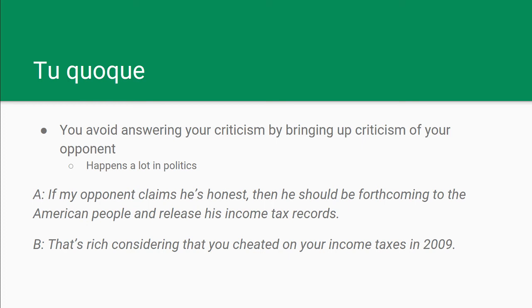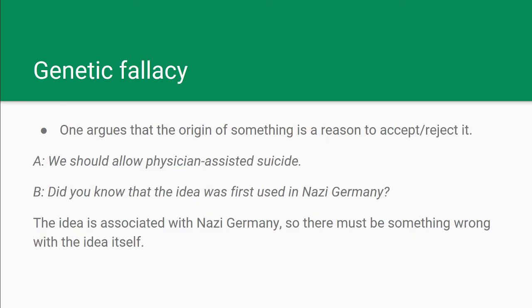Person A: If my opponent claims he's honest, then he should be forthcoming to the American people and release his income tax records. Person B: Oh, that's rich considering that you cheated on your income taxes in 2009. So what person B is doing is making person A look hypocritical by bringing up criticisms of person A rather than answering the criticism that they're not releasing their income tax records. Do you see how that works? Okay, so that is a tu quoque fallacy.